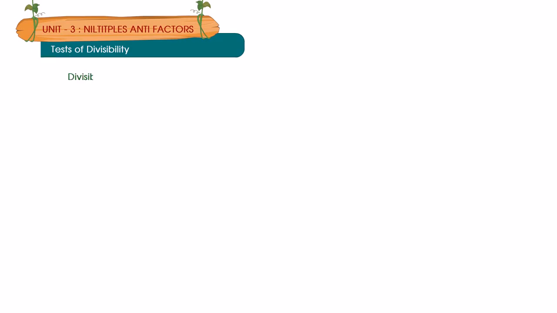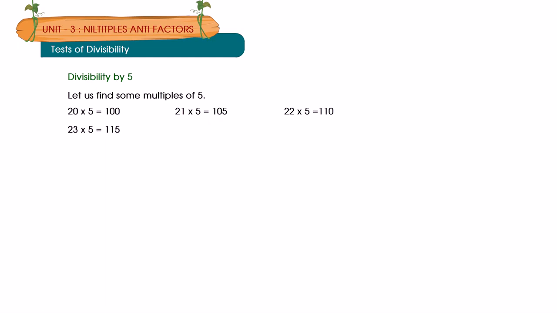Divisibility by 5. Let us find some multiples of 5. 20 into 5 is equal to 100. 21 into 5 is equal to 105. 22 into 5 is equal to 110. 23 into 5 is equal to 115. 24 into 5 is equal to 120. 25 into 5 is equal to 125.